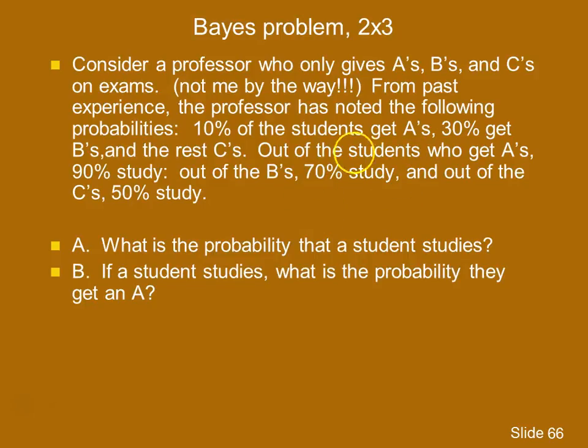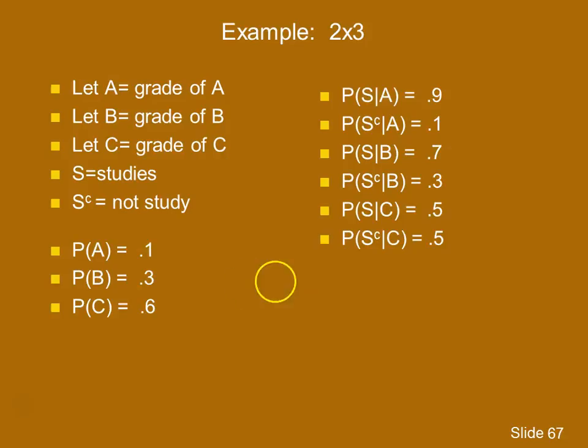And finally, out of the C students, 50% study. Again, when you say out of this or among this group, that indicates a conditional probability. You're restricting yourself to just that group. So that's equivalent to saying if they get a C, the probability of studying is a half, and its complement, the probability of S complement given C, is also a half. Again, notice we have several conditional probabilities, and we have one set of marginal probabilities.